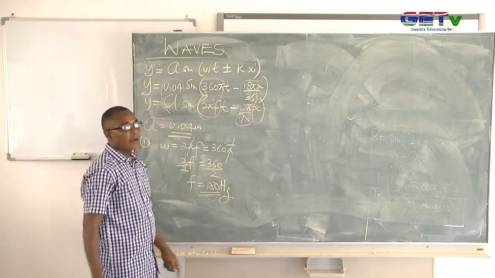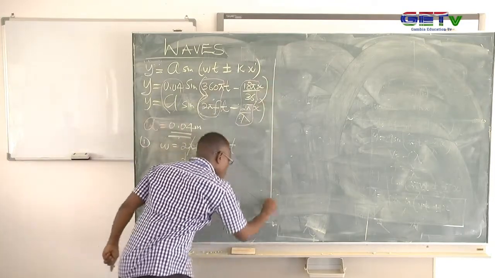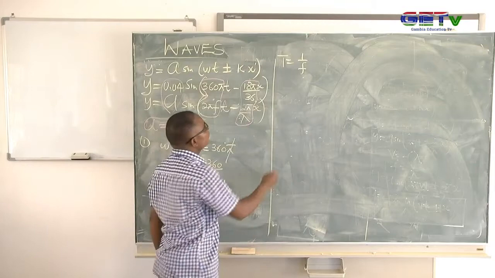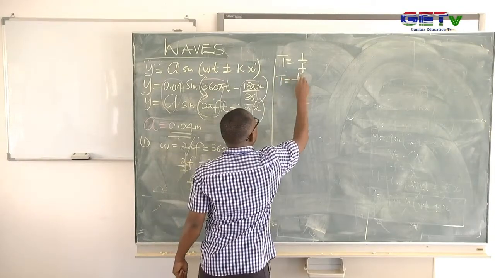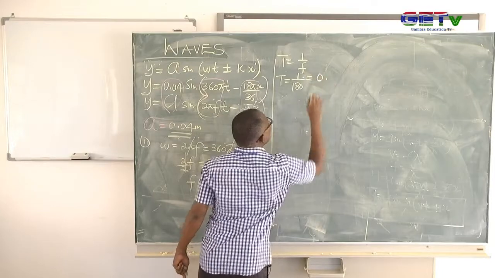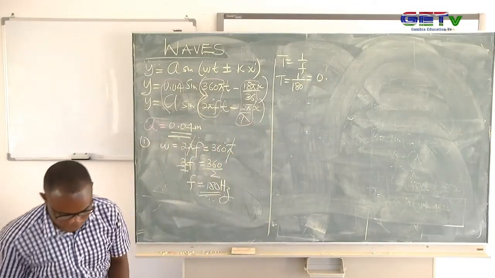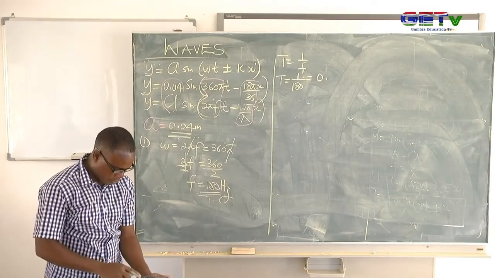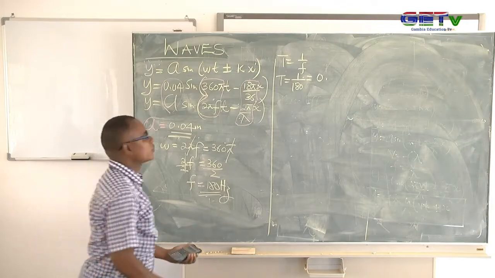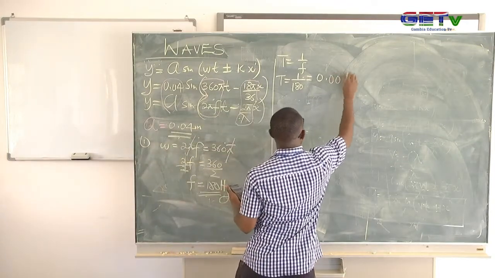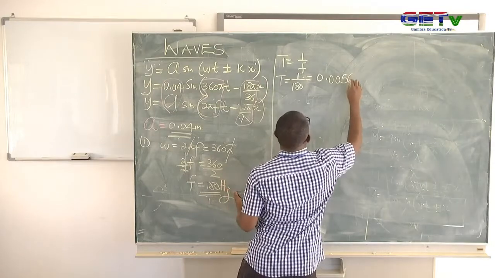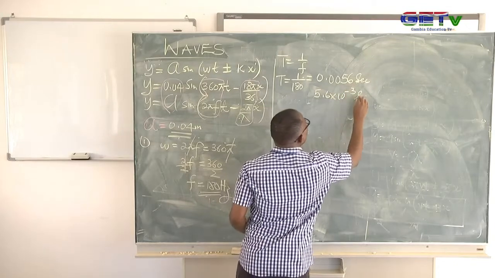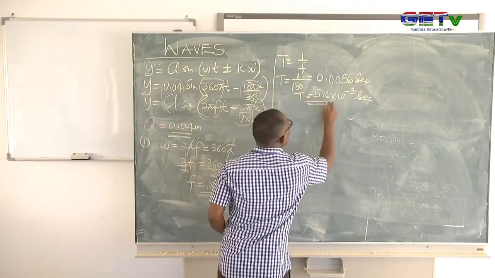Then I go back to the period. It says find the period. Remember, the period is the reciprocal of the frequency. So the period is 1 over 180. Let me just use my calculator, 1 divided by 180. It's 0.005 something, about 0.0056 seconds. You can write that as 5.6 times 10 raised to the power minus 3 seconds. So now you've got the period.